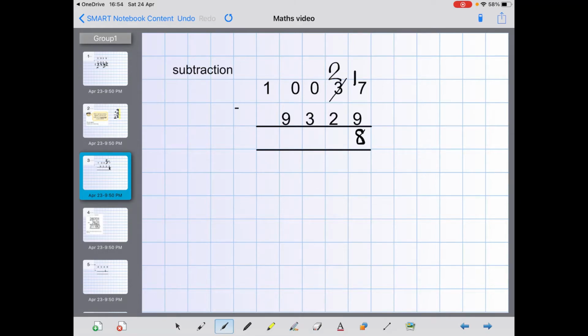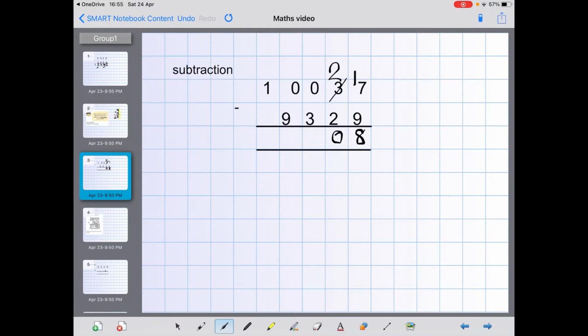We can now move on to the tens column and have a go at subtracting those digits there. 2 take away 2 is 0. Now moving into our hundreds column, we can see that we've got 0 take away 3. Again, this cannot be done as 0 is smaller than 3. So we need to go to the next column, into our thousands, and we need to exchange. However, in our thousands, we also have a 0. You cannot exchange from a 0 as you can't borrow anything if there is nothing there.